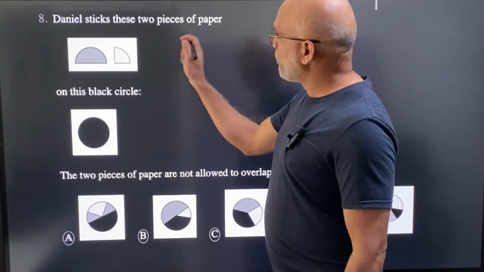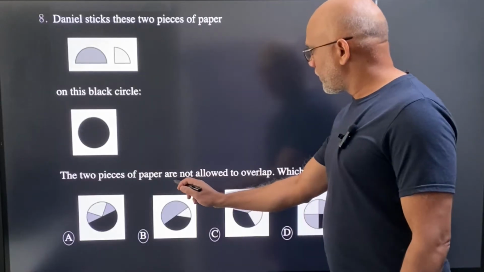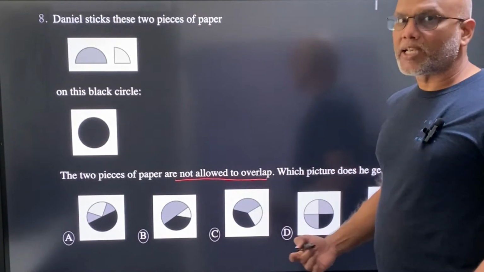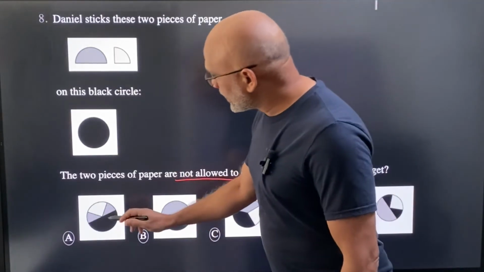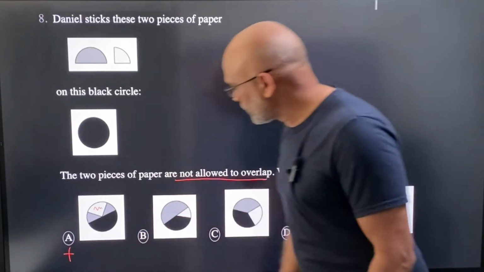Daniel sticks these 2 pieces of paper on this black circle. The 2 pieces of paper are not allowed to overlap. Which picture does he get? Alright, so let's check the answers one at a time. Here I can clearly see that there is an overlap. So this is not going to work.